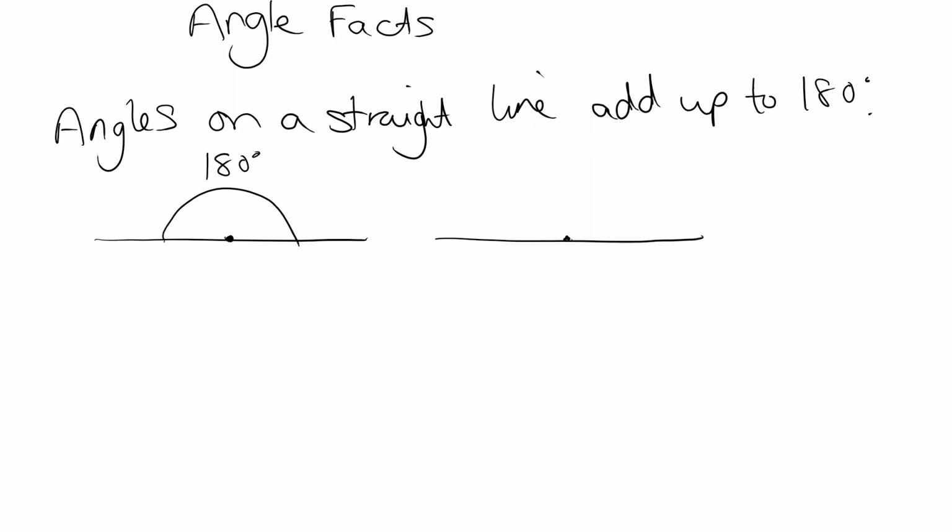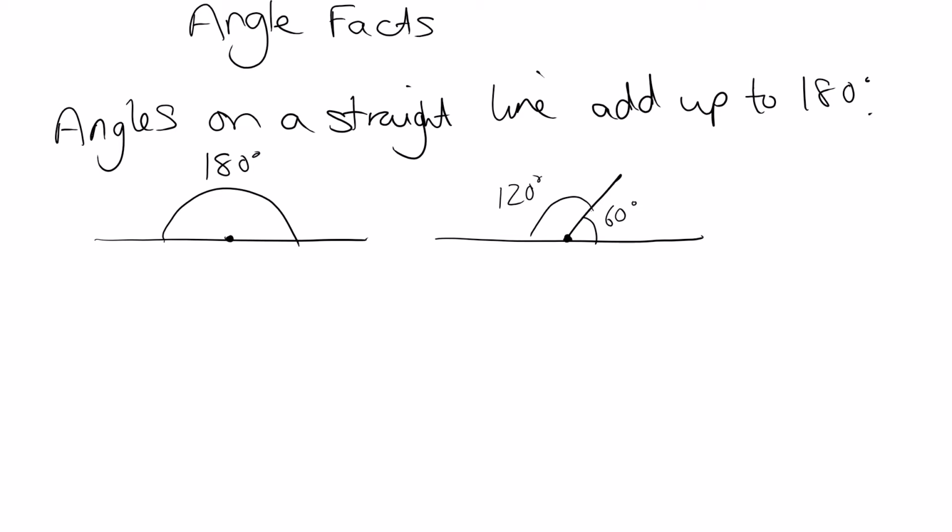If we do the same thing, but rather than just having one angle, we split it into two different ones with another line. If this is 60 degrees, then we can work out that this larger angle has got to be 120 degrees, because angles on a straight line add up to 180 degrees.